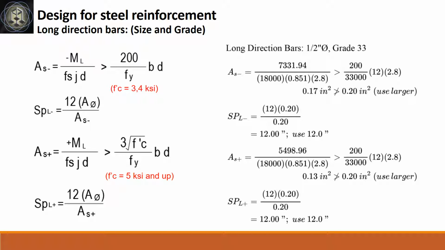7,331.94, positive moment equals 5,498.96, Fs equals 18,000, J equals 0.851, and D equals 2.8, the area of steel for negative moment is 0.17 square inch. Use ACI minimum of 0.2 square inch with spacing of 12 inches. And the area of steel for positive moment is 0.13 square inch. Use ACI minimum of 0.2 square inch with spacing of 12 inches.